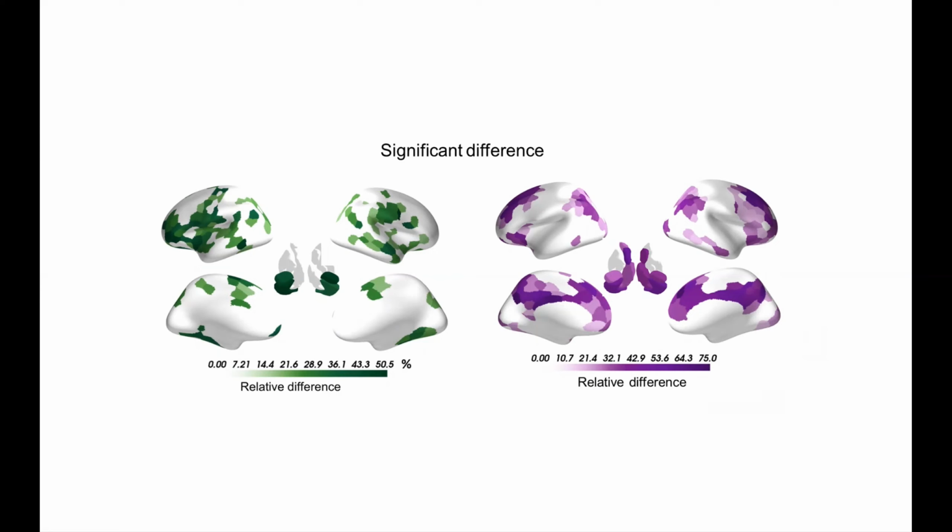The difference is shown here in percent relative difference, which means, for example, that in region A, there was X% more overlap in the autism group compared to controls. No regions show significantly greater overlap in controls compared to autistic individuals.